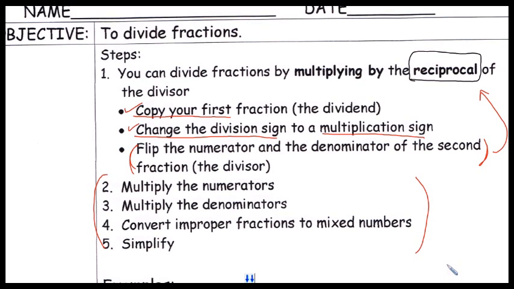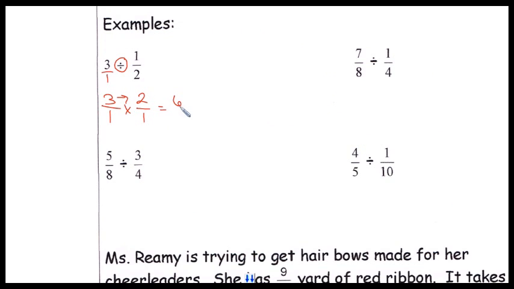And if you need to know how to do that, go look at the video for multiplying fractions, because I went into a lot of detail in that video that I'm not going to go into in this video. So if something goes over your head, go ahead and go back and look at that video and watch it again. 3 times 2 is going to give me 6, and 1 times 1 is going to give me 1.